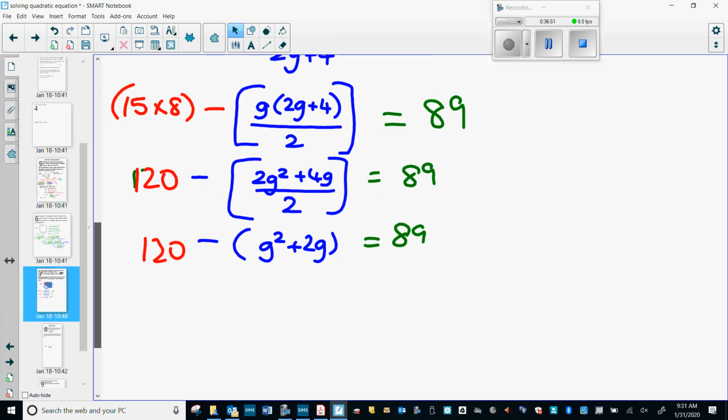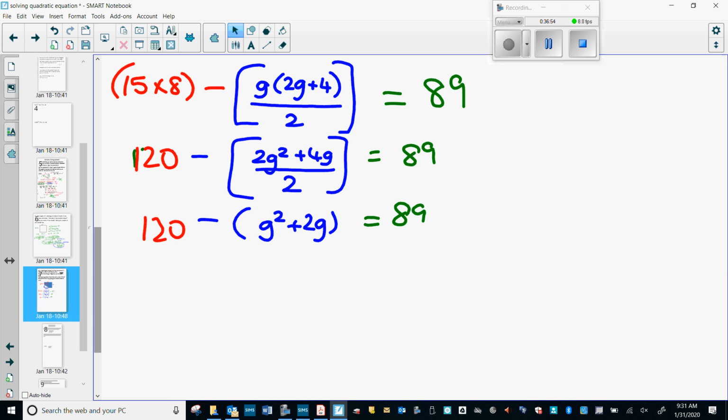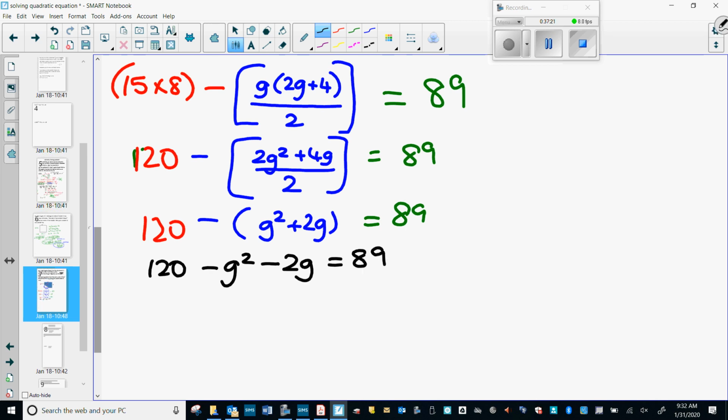Now, notice I've got my brackets around this still because I'm subtracting both of these two things. So now just subtract 89. So now we want to have everything on the same side because it has to equal 0. Let's expand my bracket first because I'm subtracting both of these two things. So I've got 120 subtract G squared subtract 2G equals 89. Why is it subtract? Because every minus is being multiplied by the 1. Yeah, because this takeaway affects both of those two things.